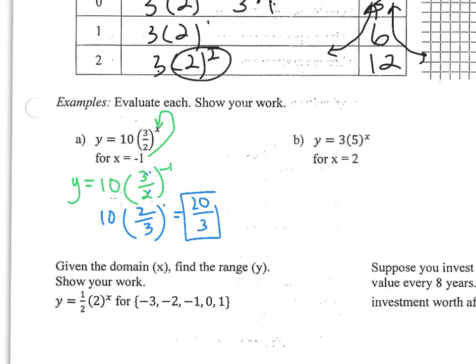Okay, letter B is 3 times 5 squared. Do order of operations first. So do 5 squared. So this is 3 times 25, which is 75.